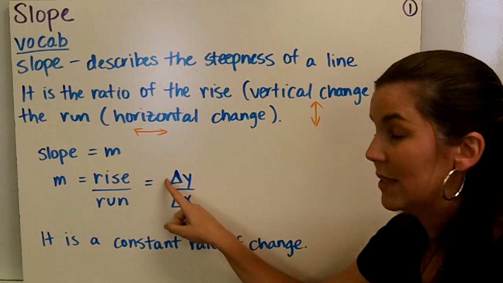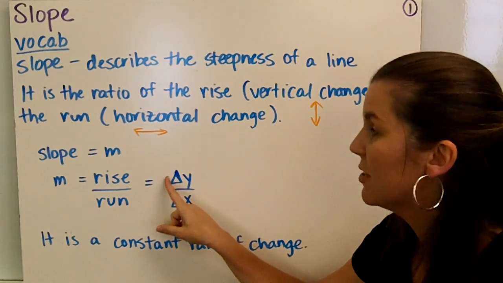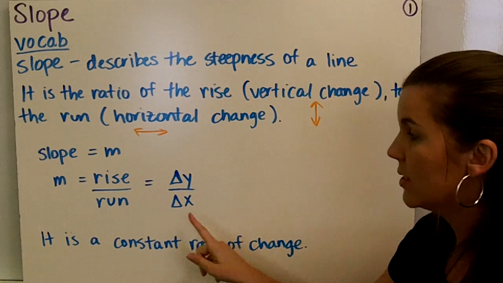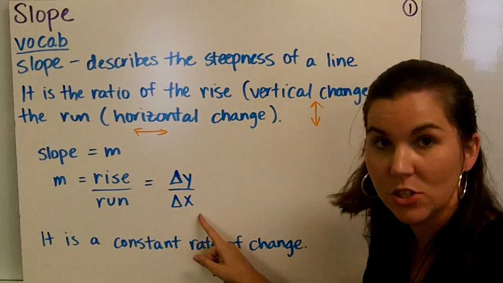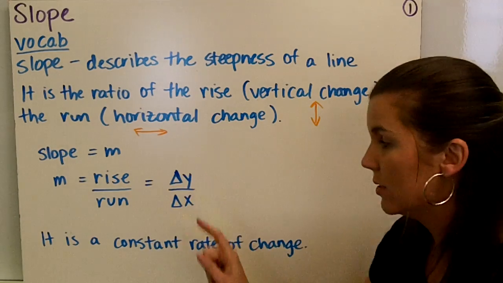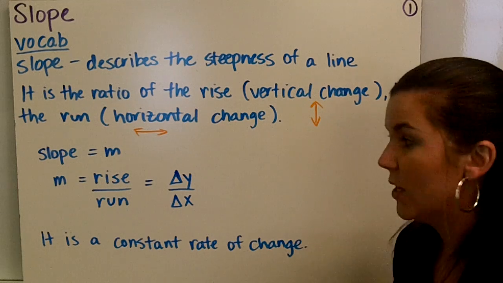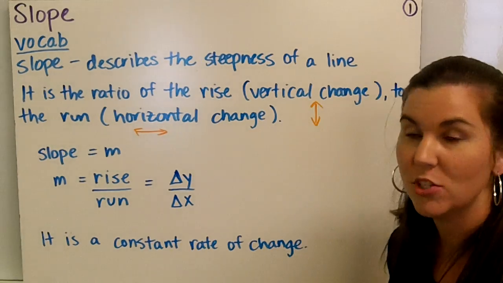This triangle is called a delta, it's a Greek letter. It means change. So the change in y, the change in vertical distance, divided by the change in x, the change in horizontal distance. Slope is a constant rate of change, and we've been practicing constant rates of change already.